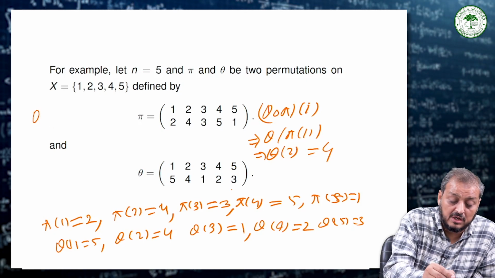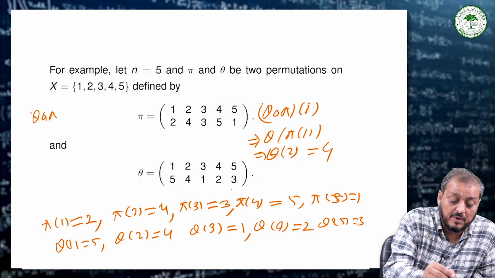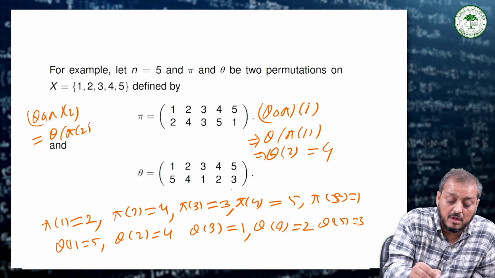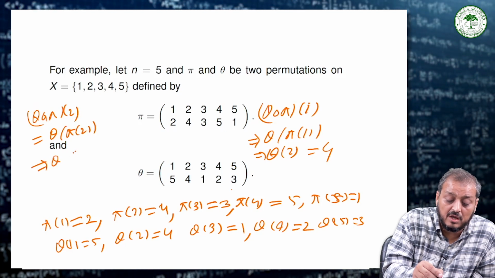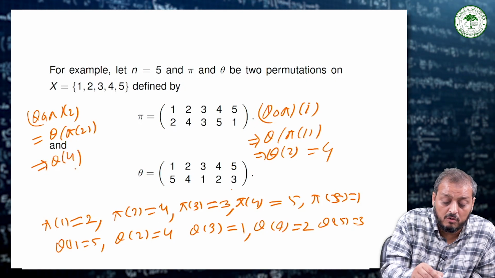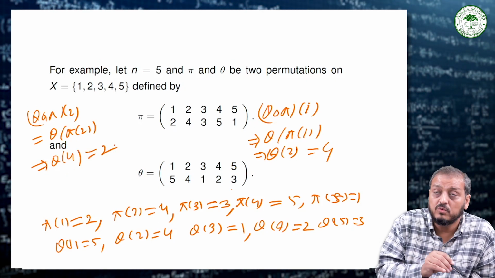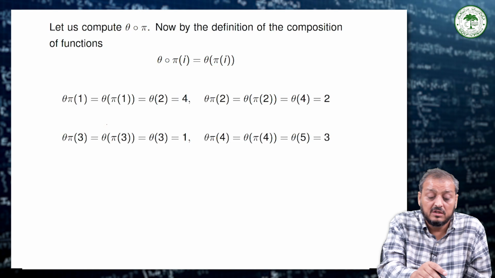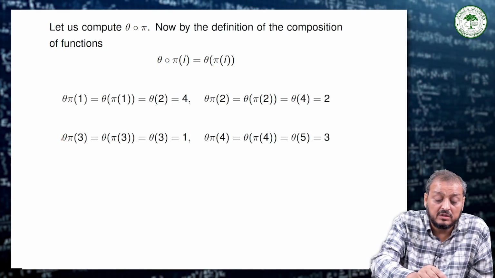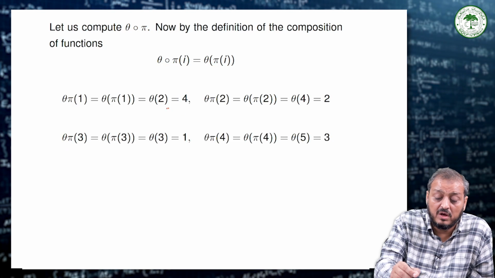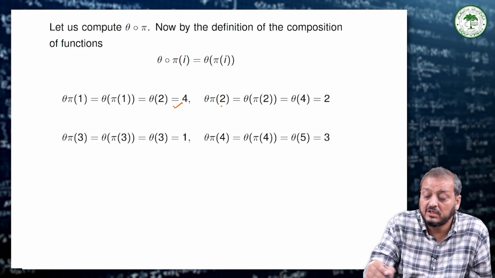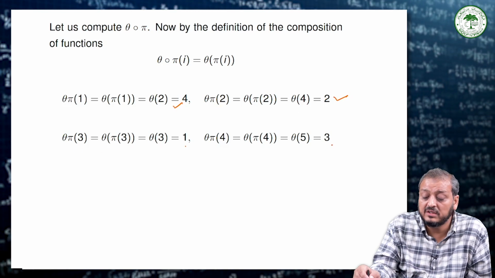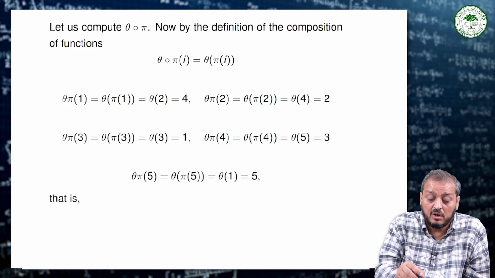Similarly, we calculate the theta composition pi of 2, this is theta of pi of 2. So, theta of pi of 2 is equal to theta of 4, which is equal to 2. Similarly, for the others we take a similar fashion. Theta of pi of 3 is equal to theta of 3, which is 1, and so on, and then 5 is equal to this.